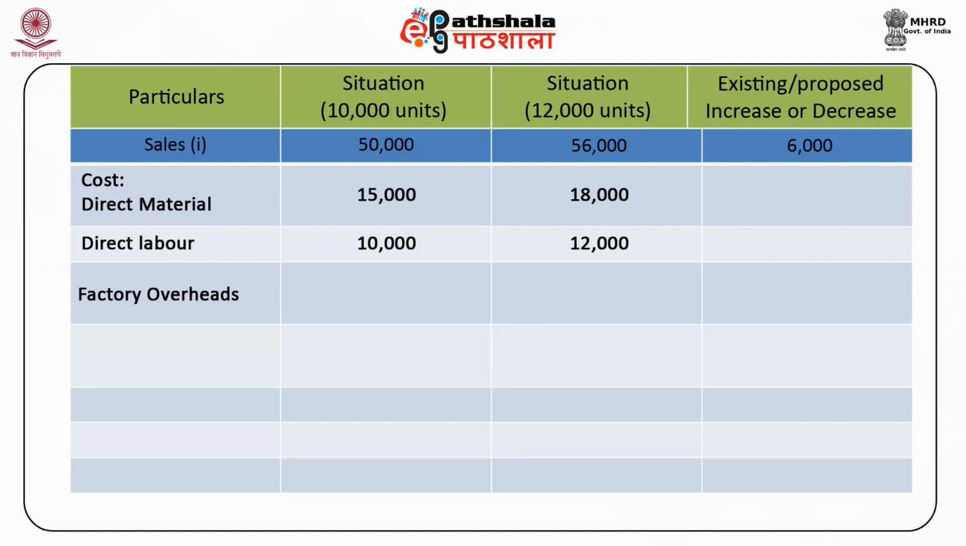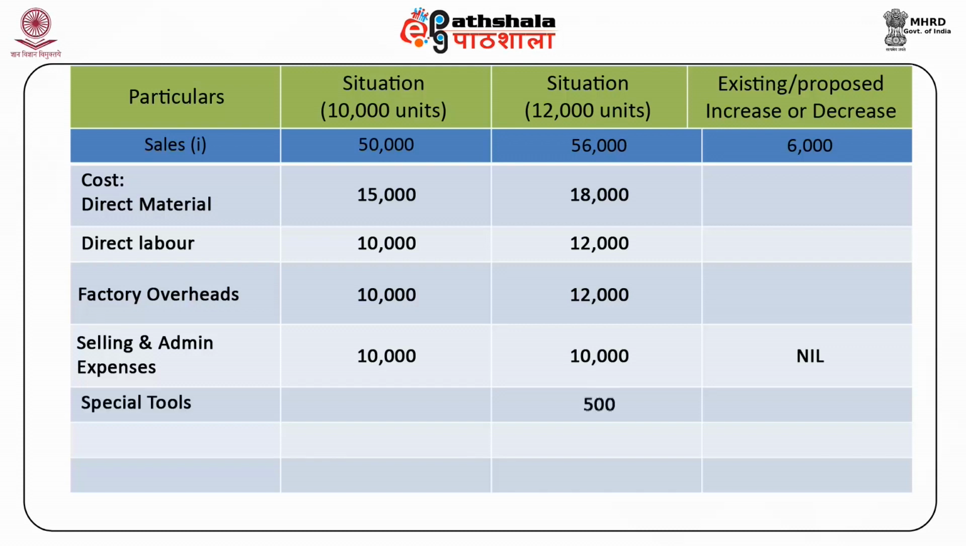Factory overheads and selling and administrative expenses would remain the same, that is Rs 10,000 each. There will be an additional cost on account of special tools of Rs 500. The total costs come out to be Rs 50,500, such that the total profit comes out to be Rs 5,500.